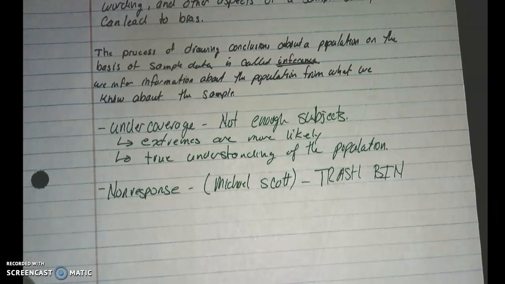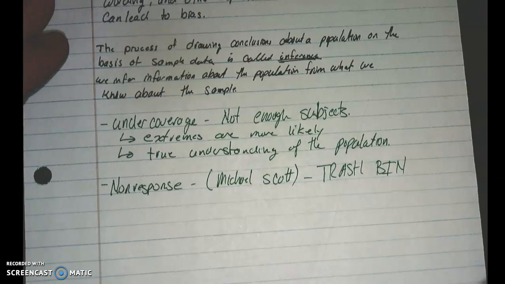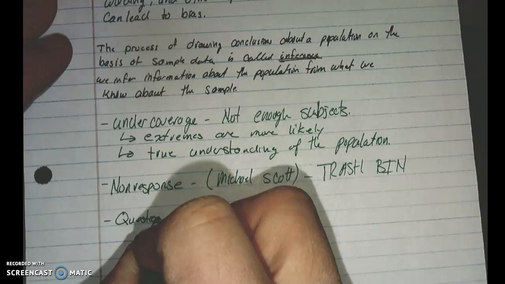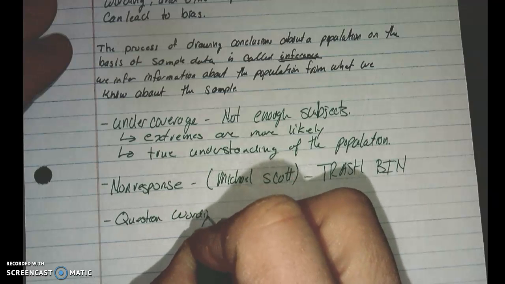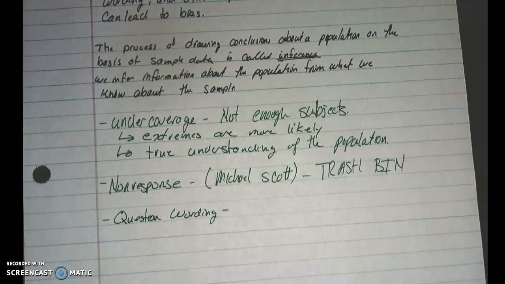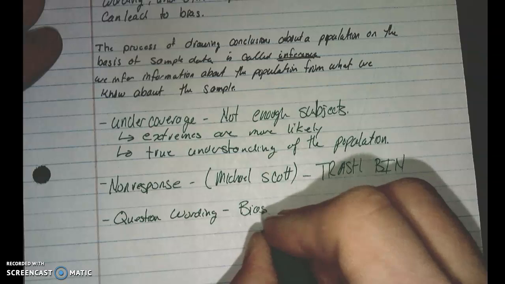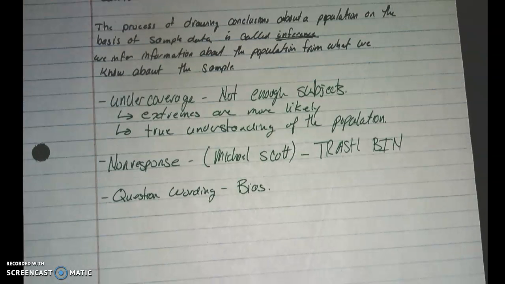All right, so our next one is question wording. And this can lead to a huge amount of bias. Why do you think question wording is going to lead to more bias than anything else?